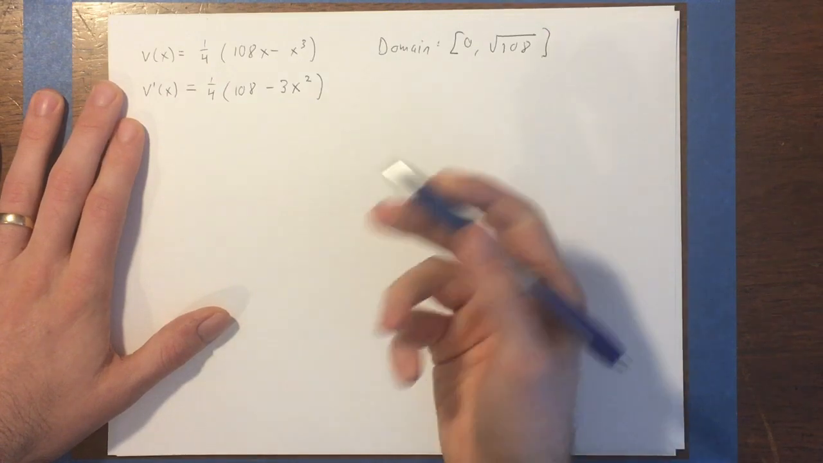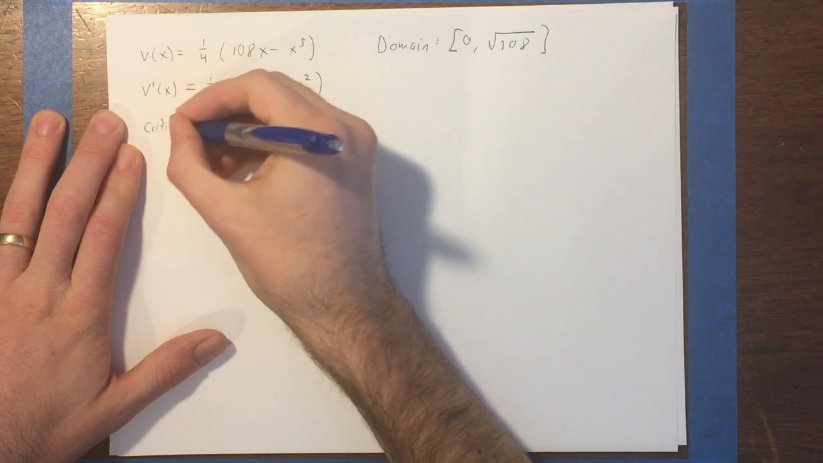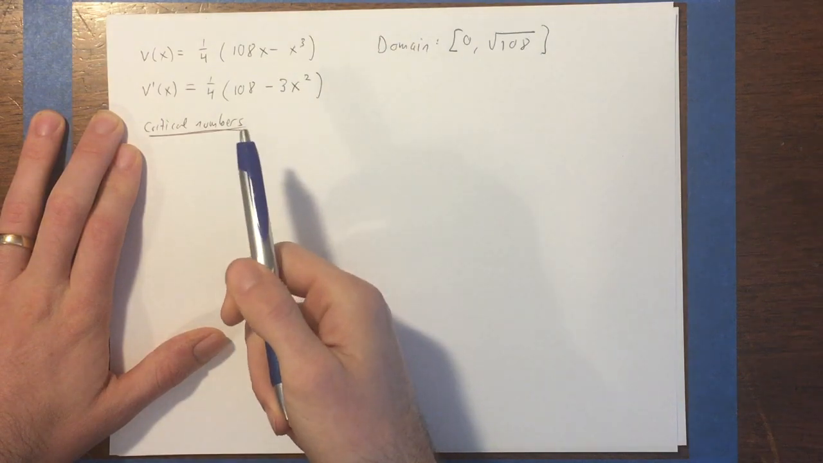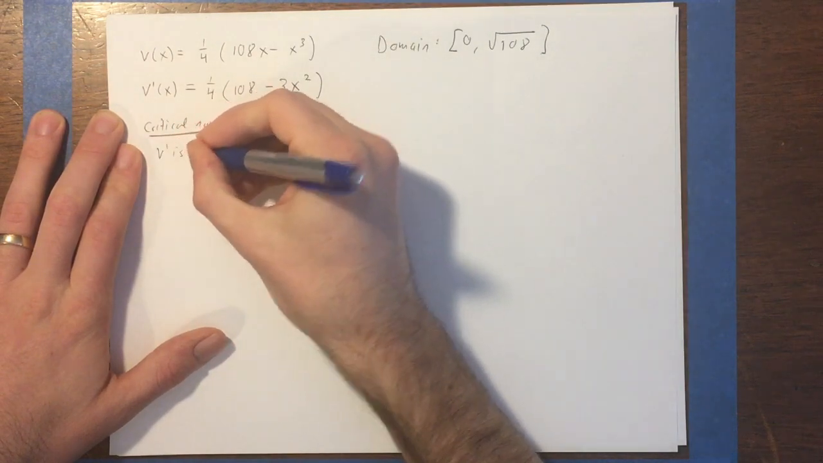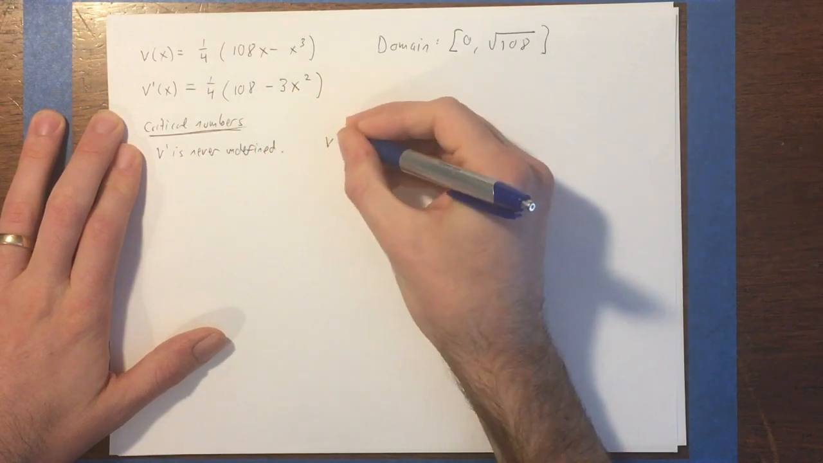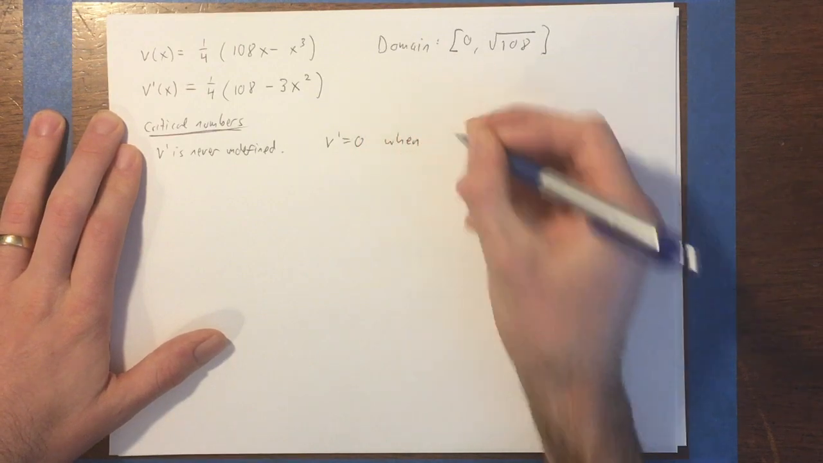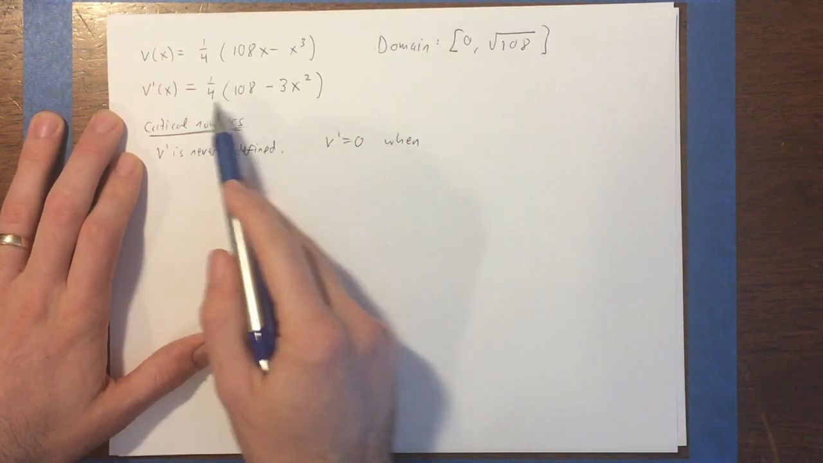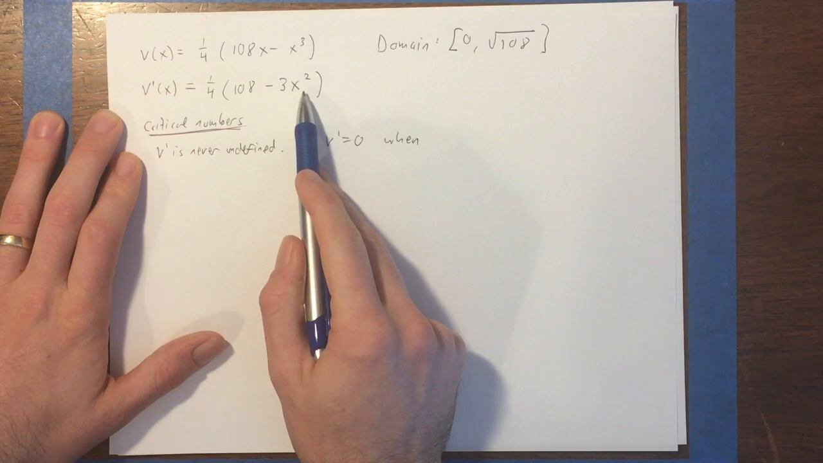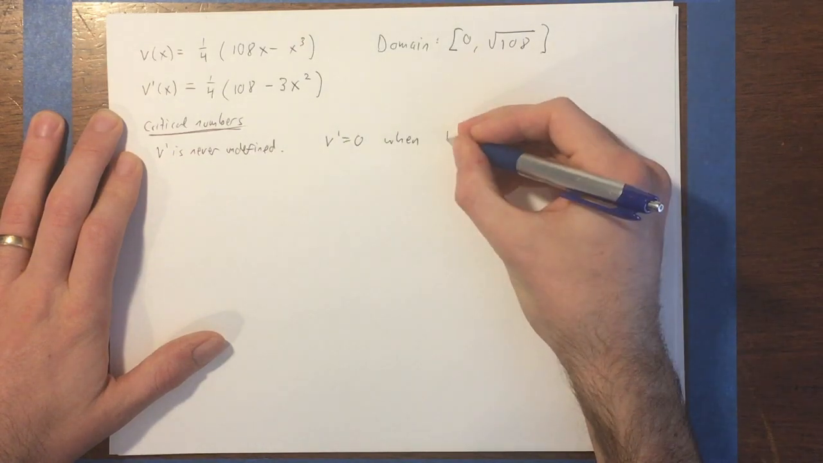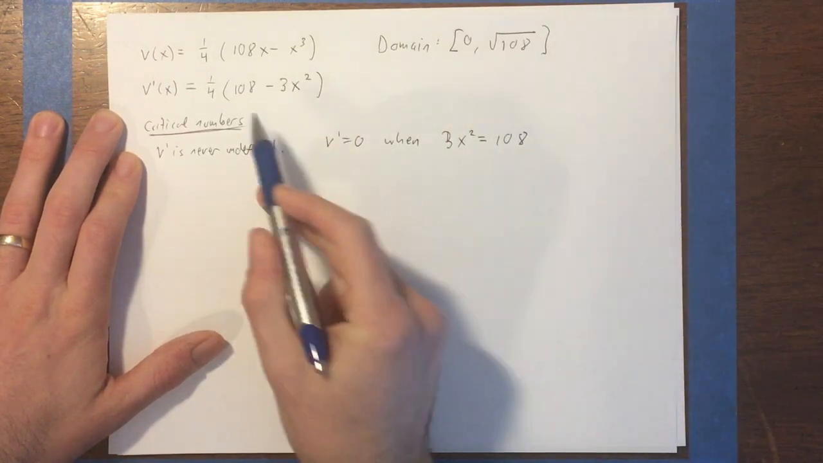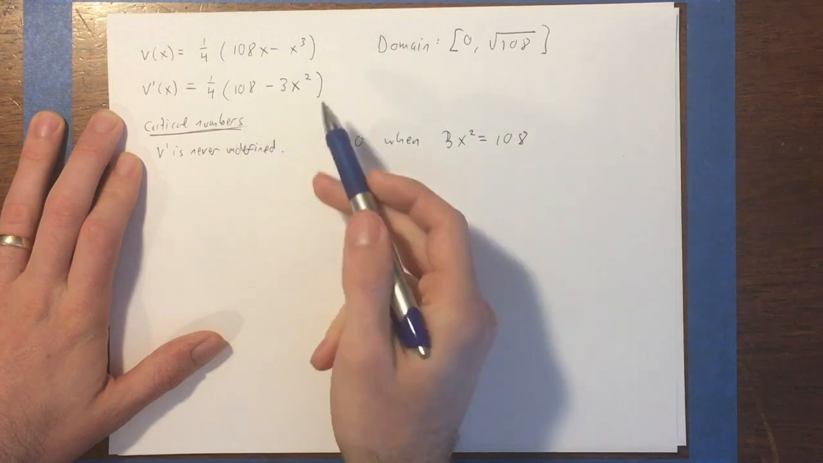Okay, so critical numbers. Well, first of all, it's never going to be undefined, so we don't have to worry about that. And then it's going to be 0 when what? Well, the 1/4 is never going to be 0. If we set this all equal to 0, what would have to happen is 108 minus 3x squared would have to equal 0. Well, let's write it this way: the 3x squared has to equal 108, right? Those two terms have to equal each other so that they cancel each other out to give me 0.